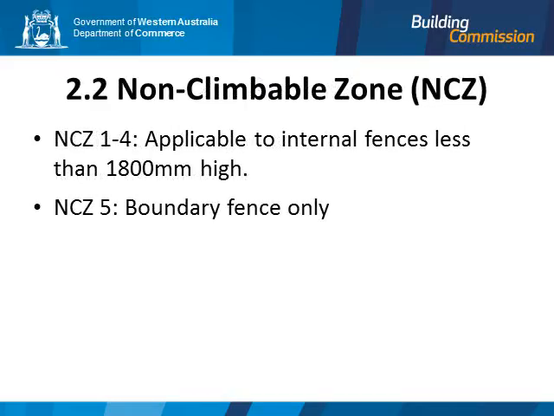The 2012 edition has 5 non-climbable zones. Non-climbable zone 1 to 4 apply to internal barriers, and non-climbable zone 5 applies to a boundary barrier. The following diagrams will help explain how these work. For those who have a copy of the standard handy, please refer to clause 2.2.